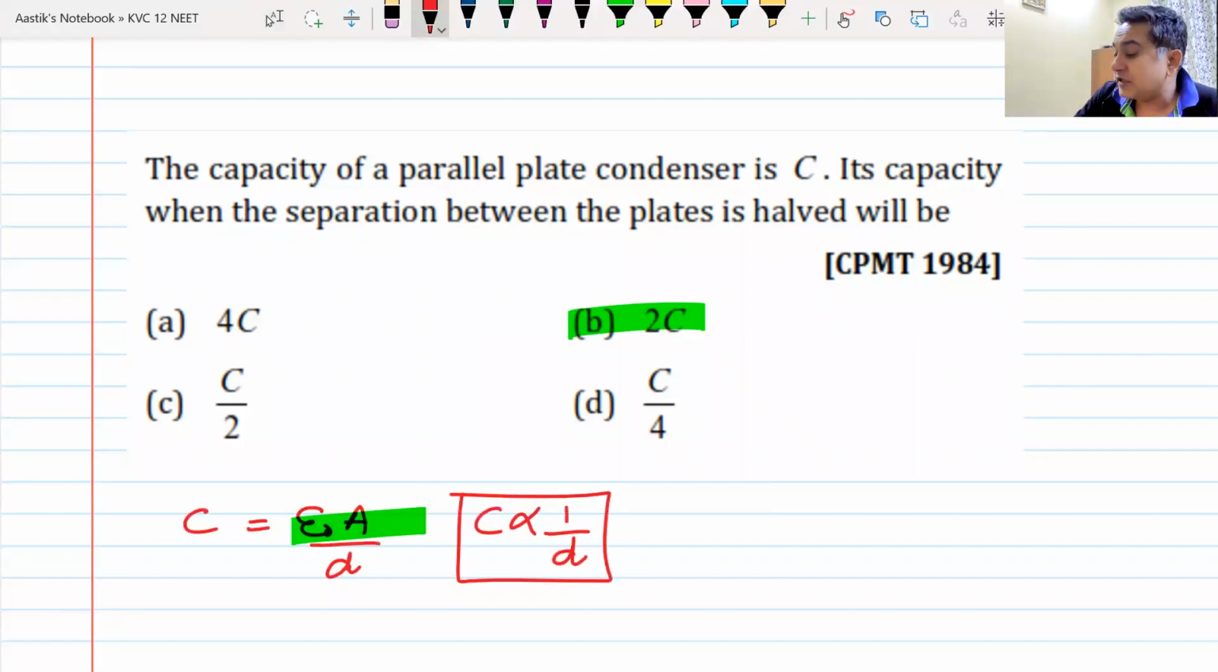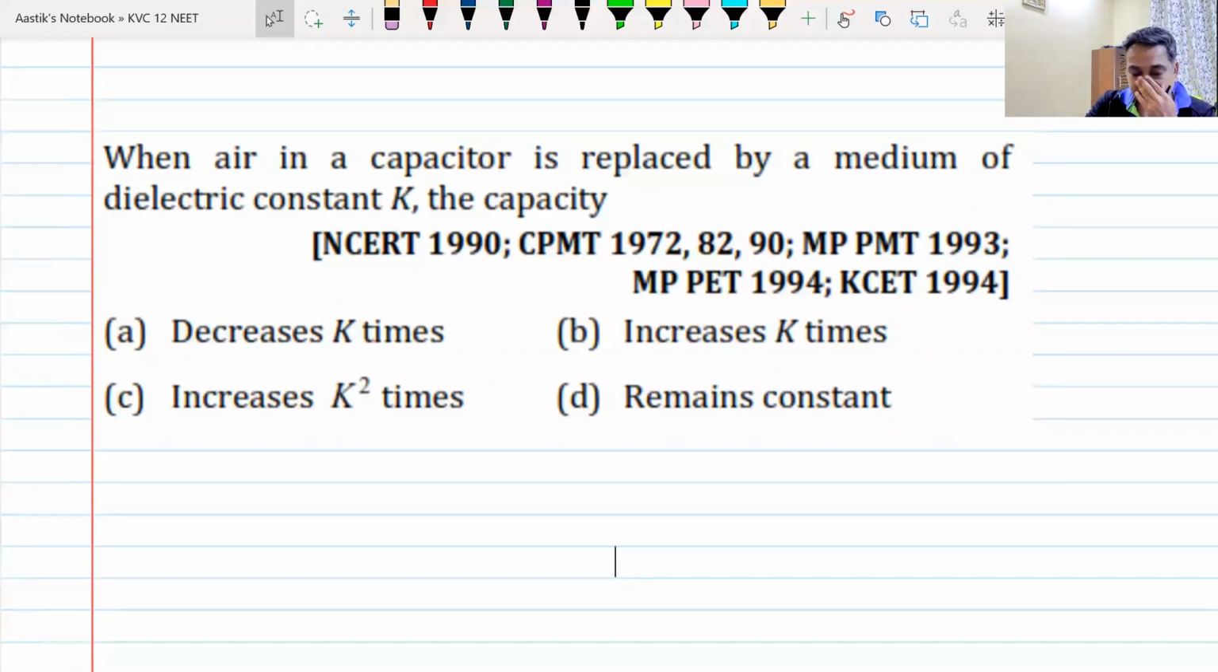I have to do 2 more questions to wind up this class. What is the answer for this one? When air in the capacitor is replaced by a medium of dielectric constant K, what happens? Yes, my dear friend, what is the answer for this one? Don't have to think too much. It increases K times. Capacitance becomes K times the original value. I have given you the formula also. I hope you understand this. Everyone understands this? I am not getting answers as quickly as expected.